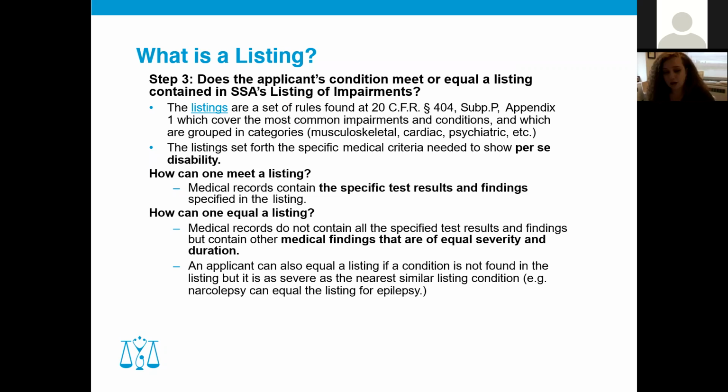If that isn't found, then one can equal a listing, which basically means that medical findings can show severity and duration that will equal the necessary test results and findings that would normally meet the listing. An applicant can also equal a listing if a condition is not found in the listing, but it is as severe as the nearest similar listing. An example here is that narcolepsy can equal the listing for epilepsy, and an argument can be made.